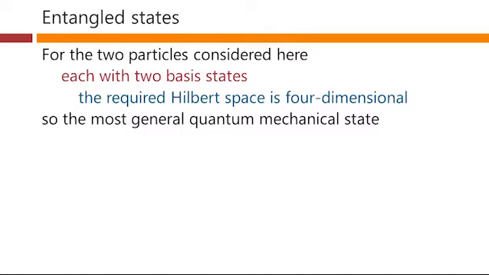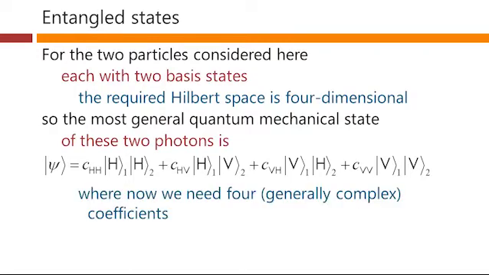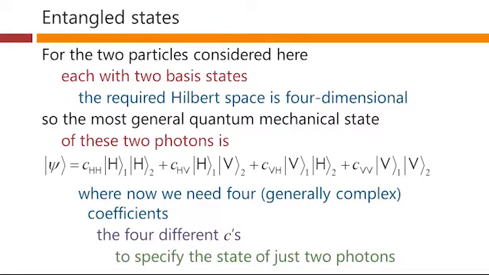So the most general quantum mechanical state of these two photons is one like this, where now we need four generally complex coefficients. And those are the four different C's in this formula here. So this is a set of orthogonal basis functions, if you like. The Bell states were as well. But this one will do to describe any possible polarization state of these two photons. But note, it needs four complex coefficients here to specify the state of just two photons.